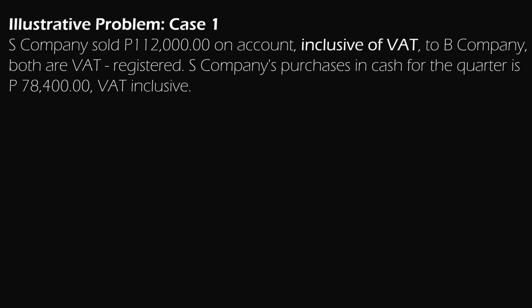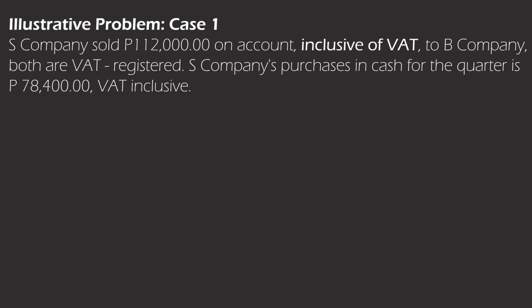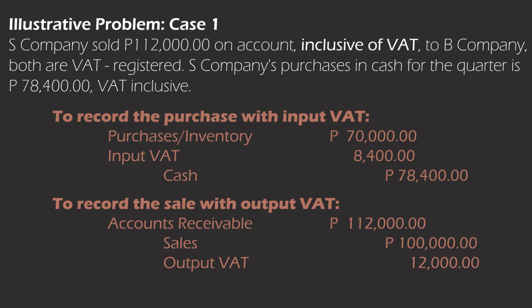So let's go to the first problem. S company sold on account 112,000 inclusive of VAT to company B. Both are VAT registered. Now S company's purchases in cash for the quarter is 78,400, which is also VAT inclusive. So the journal entry to record the purchase with input VAT is we debit purchases or inventory 70,000, and then debit input VAT 8,400, and we credit cash 78,400. To record the sale with output VAT, debit accounts receivable 112,000, credit sale 100,000, and credit output VAT 12,000.